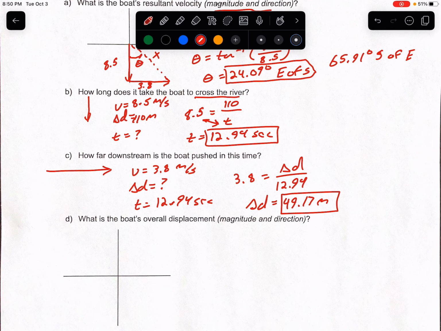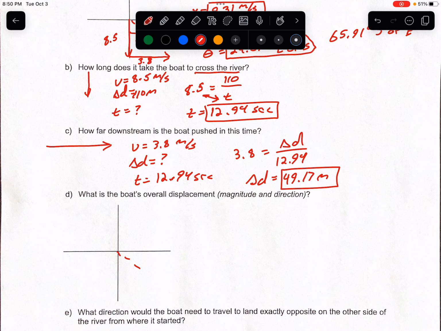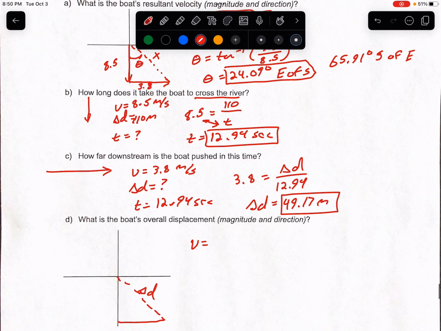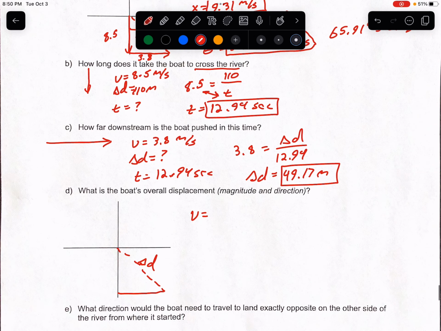D, what is the boat's overall displacement? That basically means I am just going to figure out, so if my hypotenuse of my triangle looks like this, I want to know what is this displacement right here. Okay, so we're going to use the velocity that goes in that direction. So now we actually get to use the velocity we found in part A. That is going to be the 9.31 meters per second.